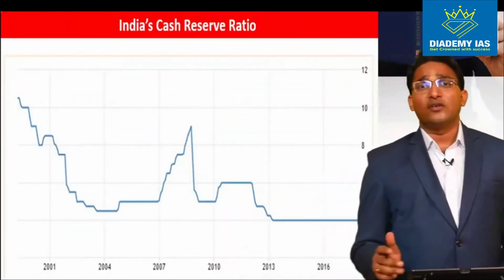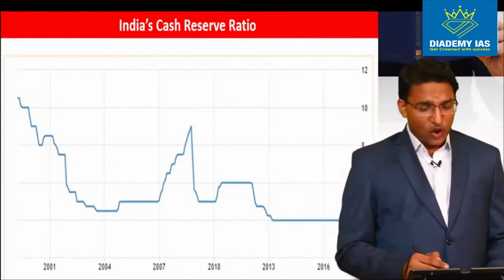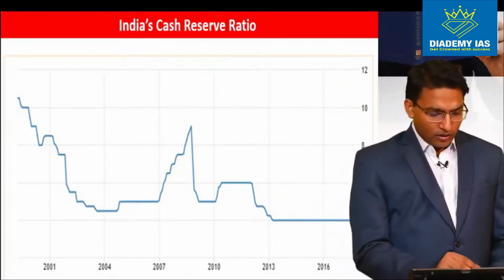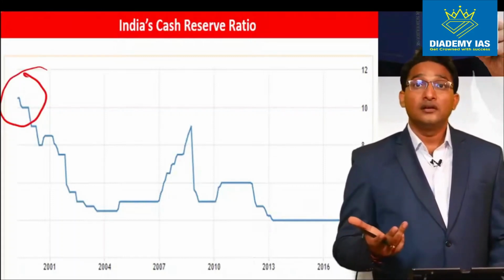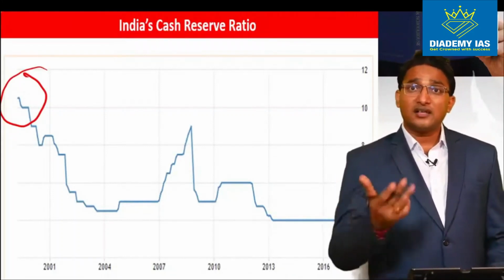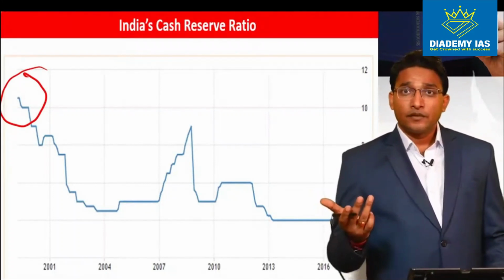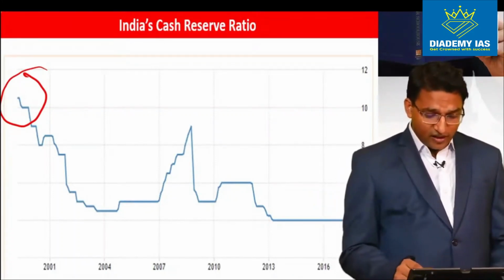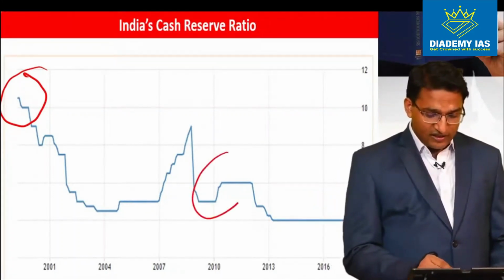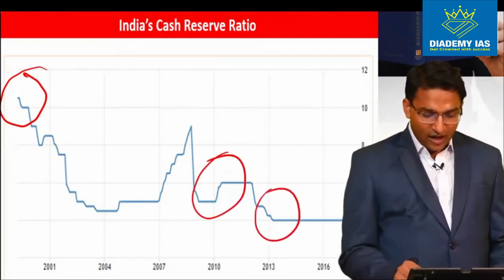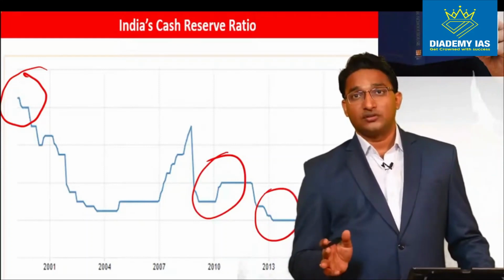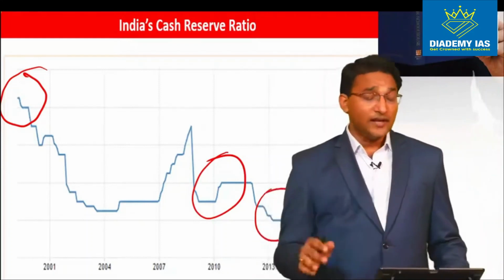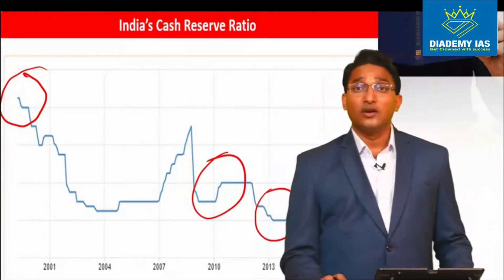How much has been the level of India's cash reserve ratio? We can see over here. Earlier it used to be more than 10%, very, very high, right? And because of that, the interest rates were also very, very high. Now, after 2010, we can see it has been declining very fast, and now it is stable at 4%. So now it has decreased very much. The RBI has kept it very low.